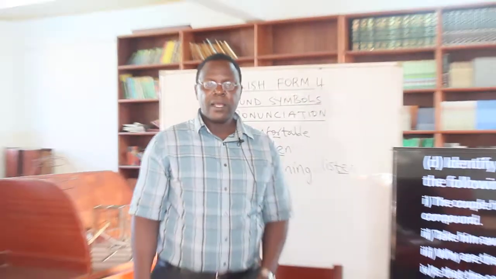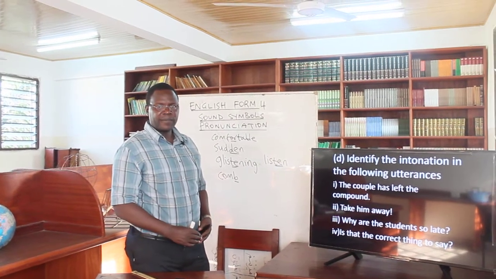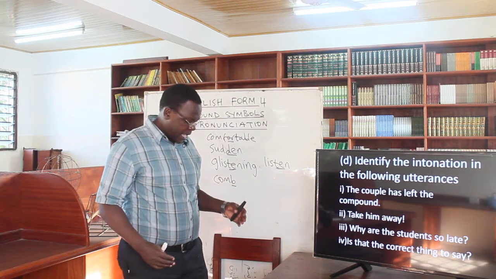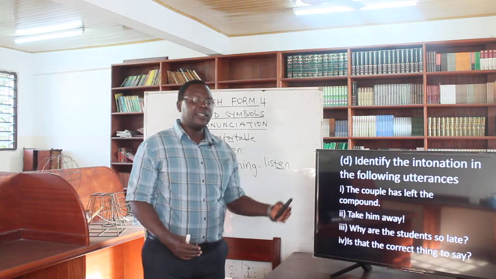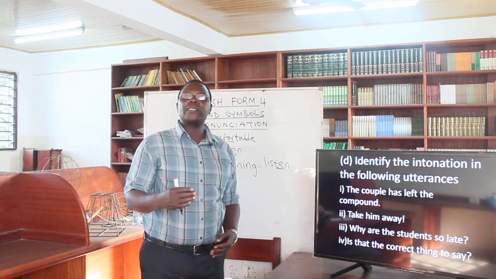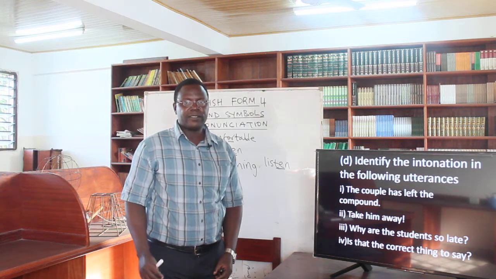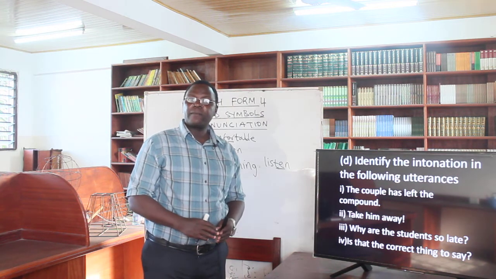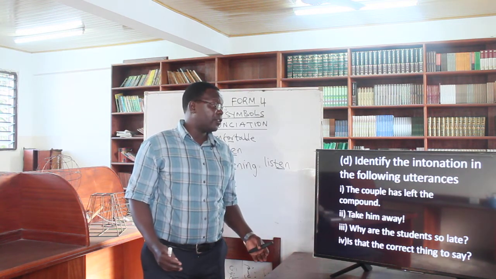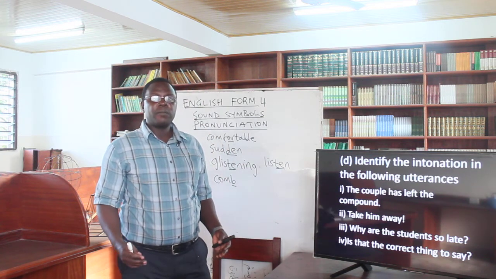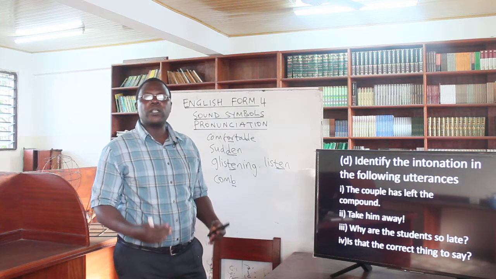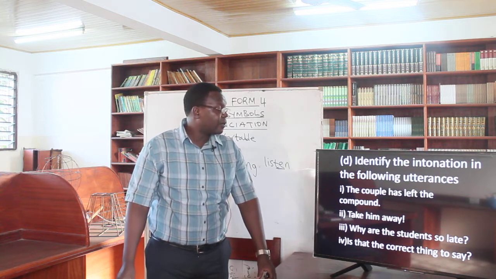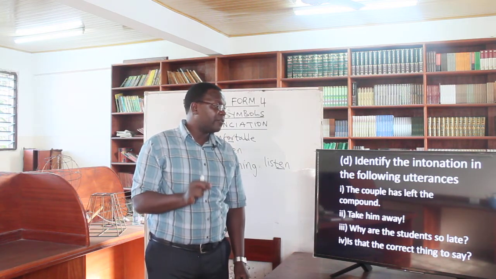Let's go to the next number. Identify the intonation in the following utterances. Intonation is the rise or fall of voice. We've done that in our previous lessons. We saw what intonation is, what parameters we look at, what the conditions of the falling intonation are, and what those for the rising intonation are.